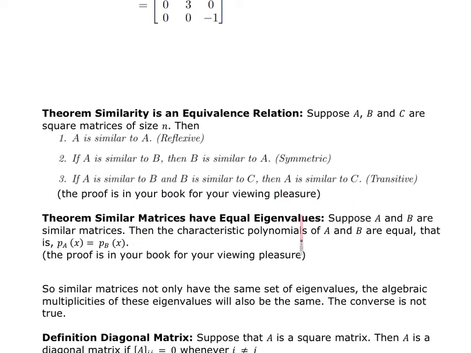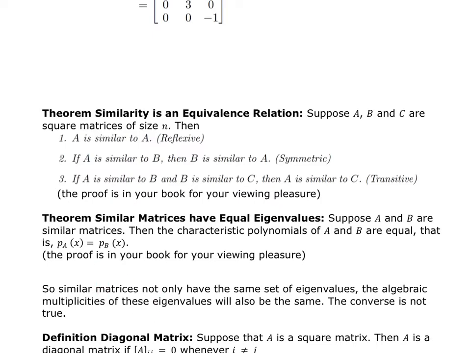The other one we have is: suppose A and B are similar matrices, then the characteristic polynomials of A and B are equal, that is, the characteristic polynomial of A of x is equal to the characteristic polynomial of B of x. And you can use lambdas there if you want instead of the x's. In our previous video we used lambdas instead of x's, but there's our characteristic polynomial.